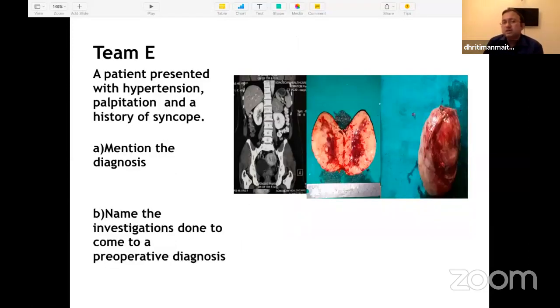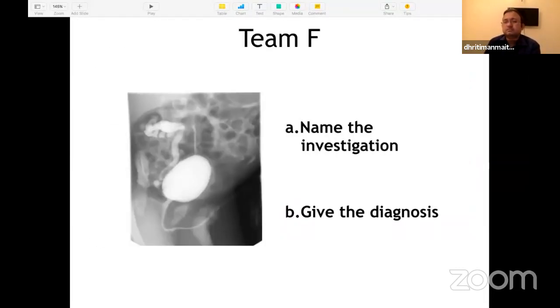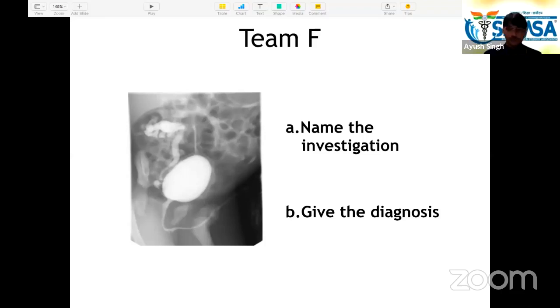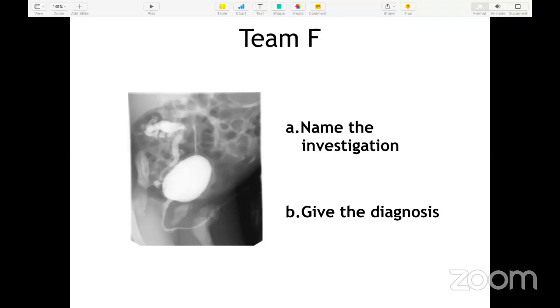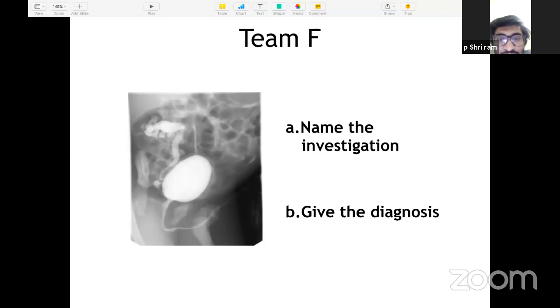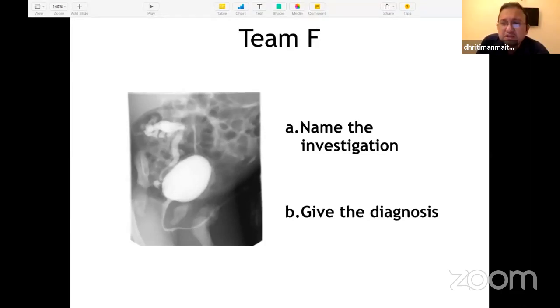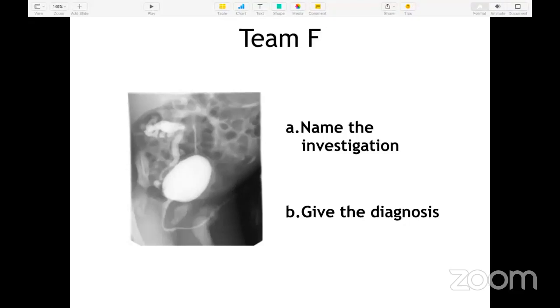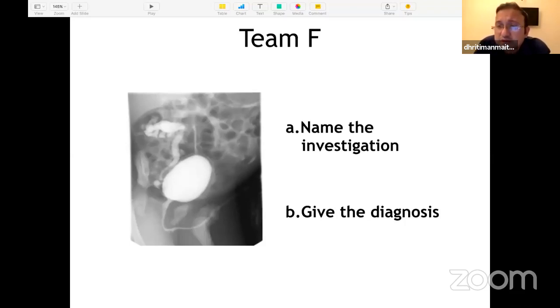Name the investigation. Give the diagnosis. Sriram? Sriram, are you there? Is he there? Sriram? Yes, sir, he is. Please unmute yourself, Mr. Sri. What is this investigation? Sorry, sir, I didn't unmute myself. What is this investigation? Sir, it is. Actually, the time is up, so you have to give an answer or leave. No, but he said that he had forgotten to unmute himself. So did he have the answer or not?